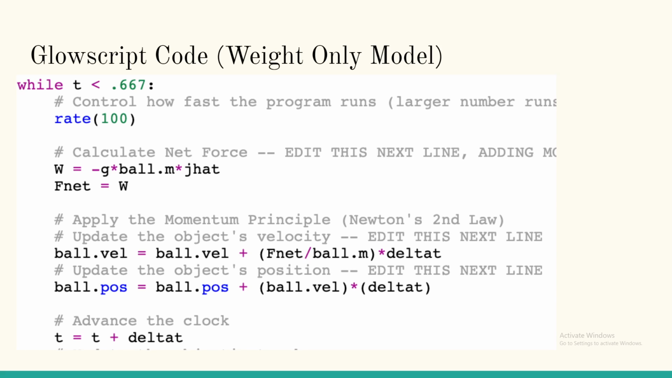For the weight-only model, there's only one force, which was just the gravitational weight, which is negative g times the mass of the ball times the unit vector j, and the net force is just that. Based on that, it goes into the velocity update and position update formulas as such, and it updates as long as time is less than 0.667.